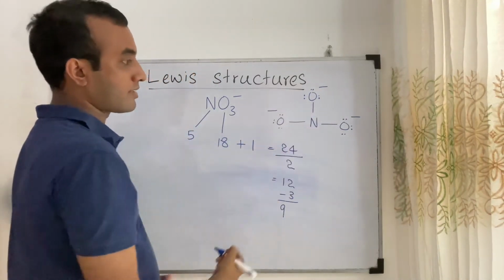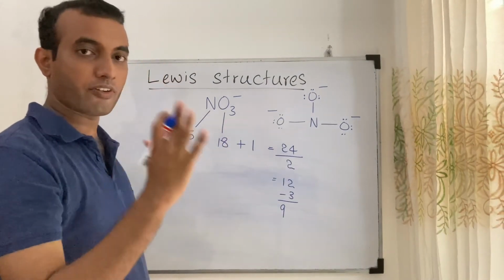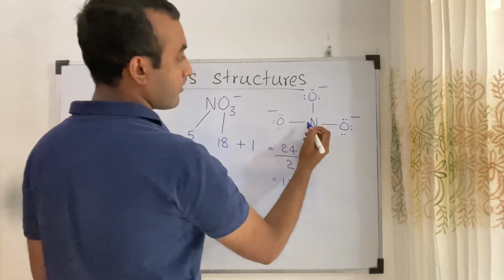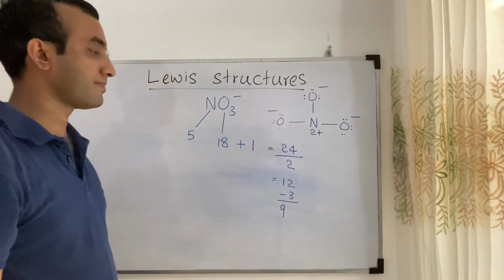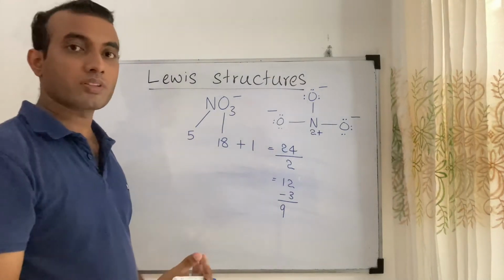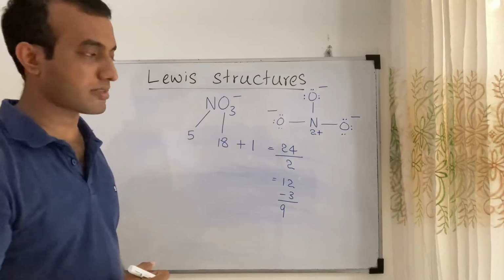And around nitrogen, we know nitrogen is a group 15 element, so it should contain 5 valence electrons, but here we have only 3, therefore it gets a +2 charge. Then we are moving on to the last step of this, that is minimizing the charges.